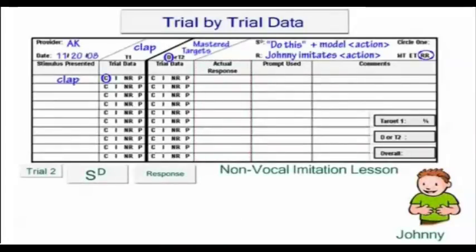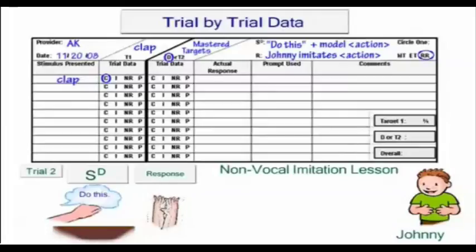For example, in the second trial, Alice presented the SD, "Do this," and knocked on the table. In response, Johnny clapped his hands. Since imitating knocking is a previously mastered target and the response was incorrect, Alice circled I for incorrect response in the distractor column and recorded clap in the actual response column.